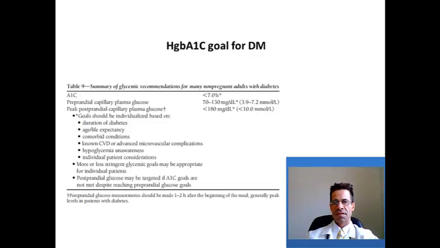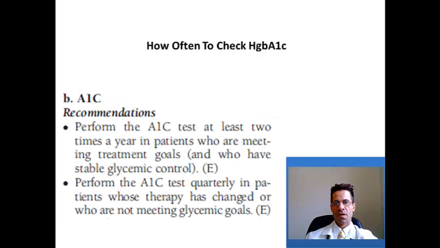So again, less than 7% for most people. If you want to be more aggressive and the patient is younger and doesn't have a significant history, then a goal of less than 6.5. And then if the patient does have a higher risk of problems and is older, you may consider a goal of less than 8%.